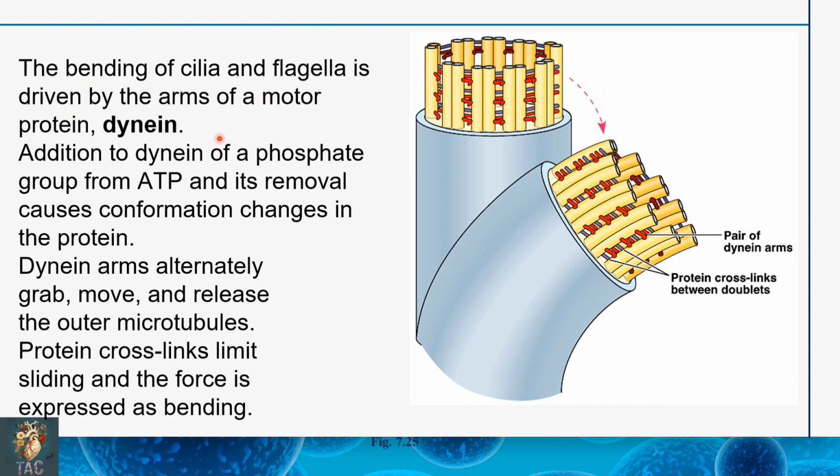Addition of the phosphate group from ATP to the dynein, and its removal, causes conformational changes in the protein. So dynein arms alternately grab, move and release the outer microtubules. The protein cross-links limit the sliding, and the force is expressed as bending. So in this you can see these are the microtubules which are present in the cilia, and these are the dynein arms. So dynein attachment, addition of the ATP to the dynein, and then release help in the movement of these microtubules and movement of this cilia.